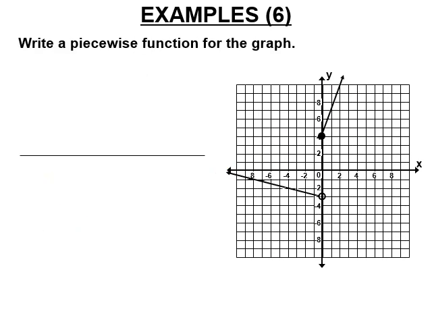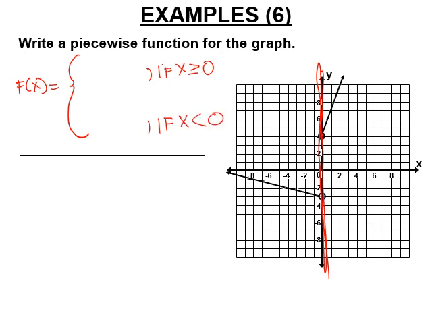So let's write a piecewise function for this graph. We're going to work backwards. All right. So what you do is you write f of x equals, we're going to braces here. Now, we have a border this time of x equaling 0. Right? On this side, this is if x is greater than or equal to 0. Greater than or equal to because of the closed circle. This one is if x is less than 0. We're just looking at the x coordinate over here.